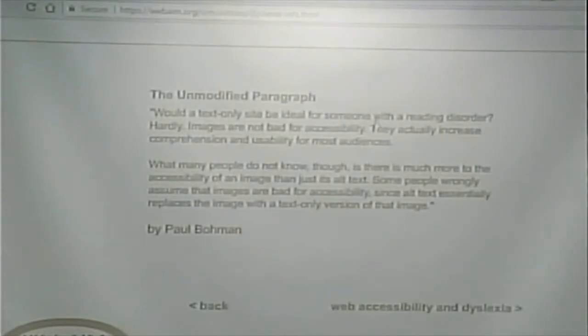Would a text-only site be ideal for someone with a reading disorder? Hardly. Images are not bad for accessibility. They actually increase comprehension and usability for most audiences. What most people don't know, though, is there's much more to the accessibility of an image than its alt text. Some people wrongly assume that images are bad for accessibility, since alt text essentially replaces the image with the text-only version of that image.